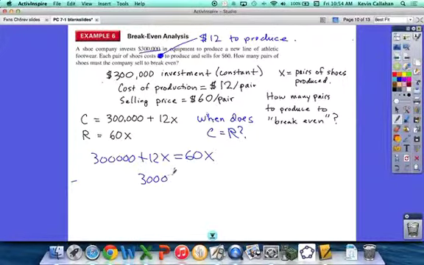300,000 equals 48x. So x equals 300,000 divided by 48. 6,250.